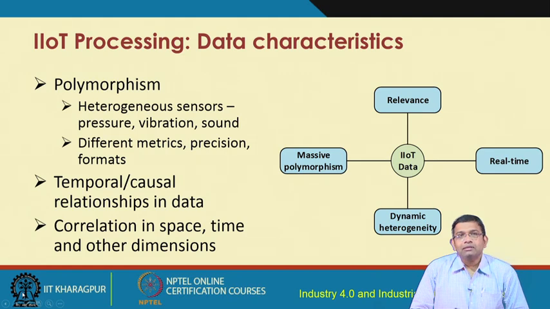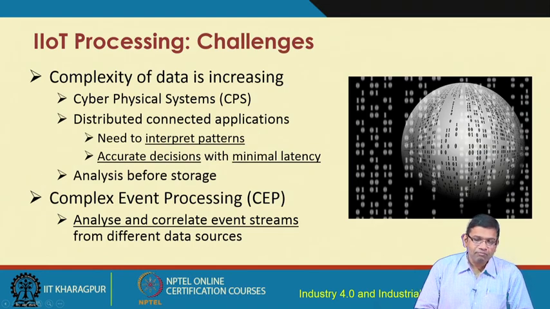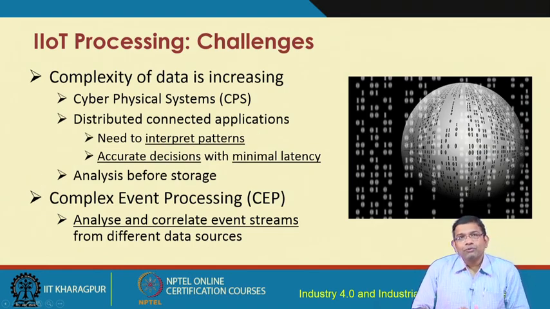There has to be some kind of correlation which will have to be established in space, in time, and other possible dimensions of the data that is received. So, these are some of the different attributes or characteristics of the data, and we have seen that this type of data will have to be dealt with appropriately. Now, we have to process the data, but there are different challenges with respect to this processing.